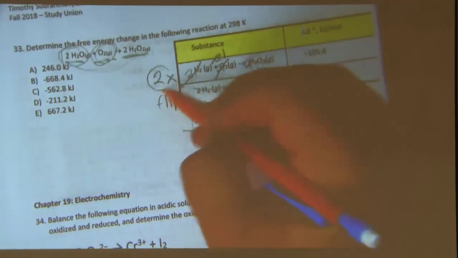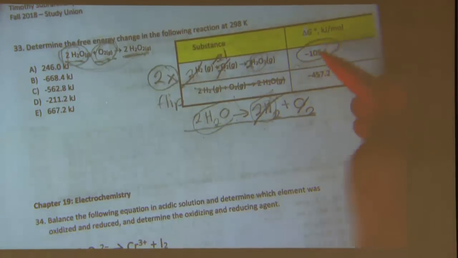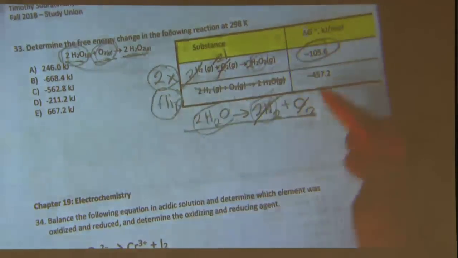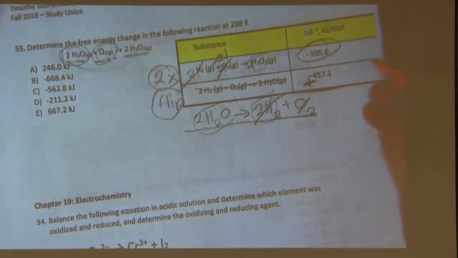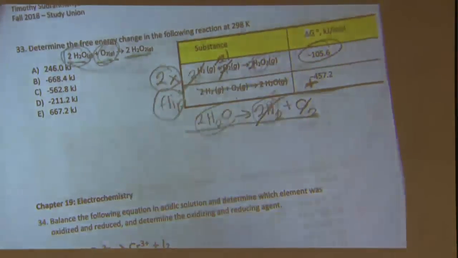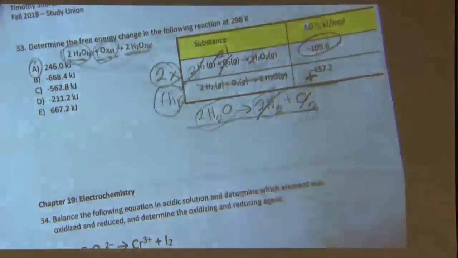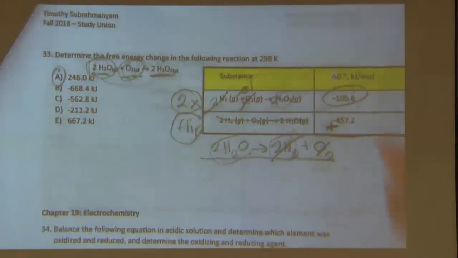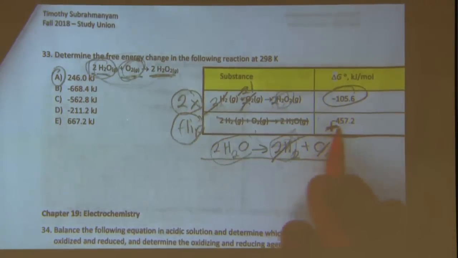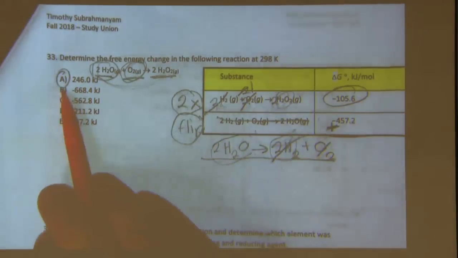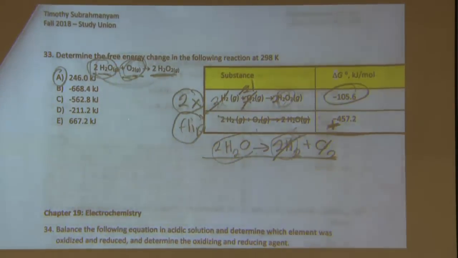So here, 2 times this value. I'm going to flip the sign on this to a positive and add them together to get 246. Okay? So I just multiplied this by 2 and flipped the sign to positive here to get the 246. And I add them together.